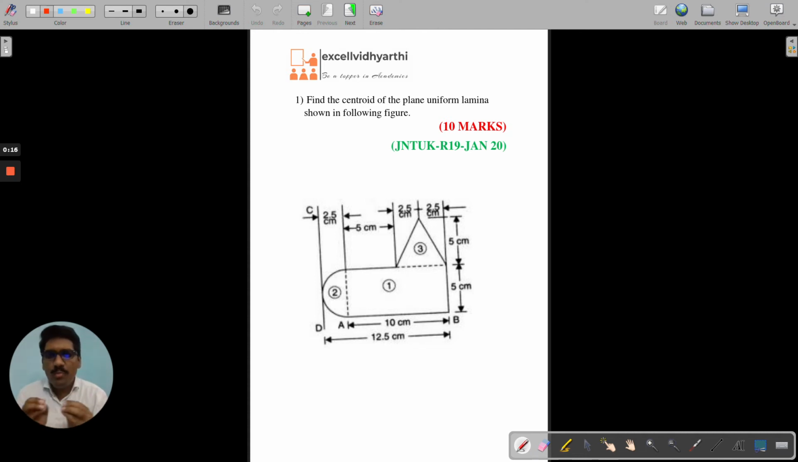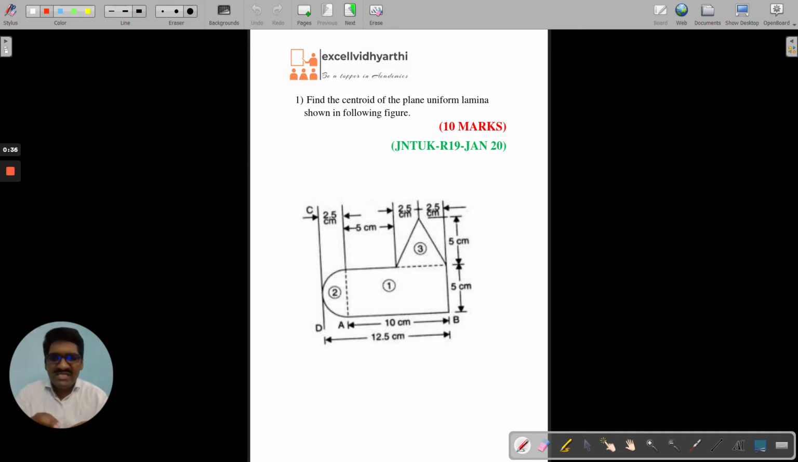Today I am going to discuss the topic of how to locate the centroid for a composite area. In the examination, a composite area will definitely be given to you. What is the meaning of composite area? It is the combination of different regular or irregular areas.